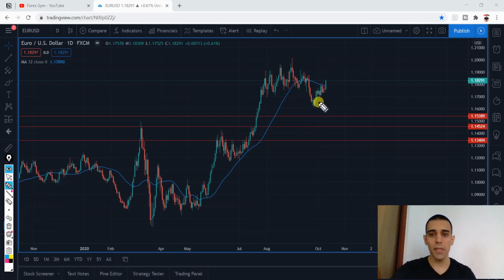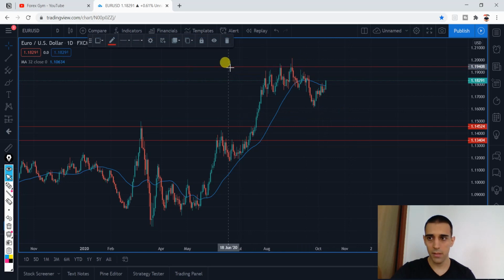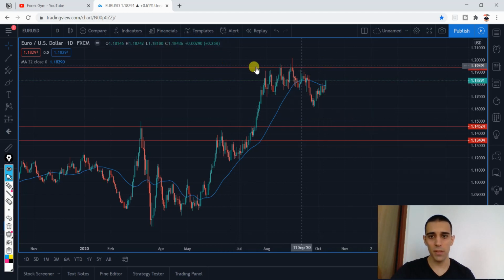So I do see the way it's looking now. We have this nice move for this week, and also for the end of last week as well. We are seeing a nice move towards the upside, and I do see this going up to this level at the very minimum, up to these highs, which is around 119.30. Let me just draw this one out. So around 119.30 to 40. So this is the zone.